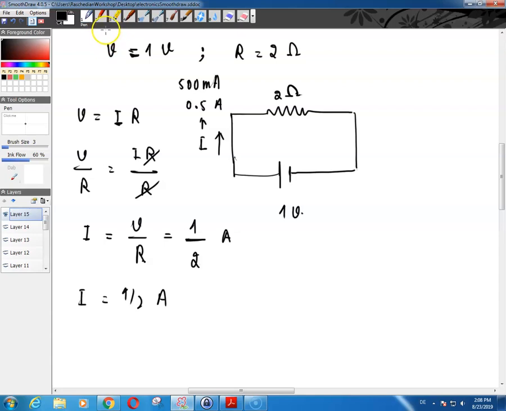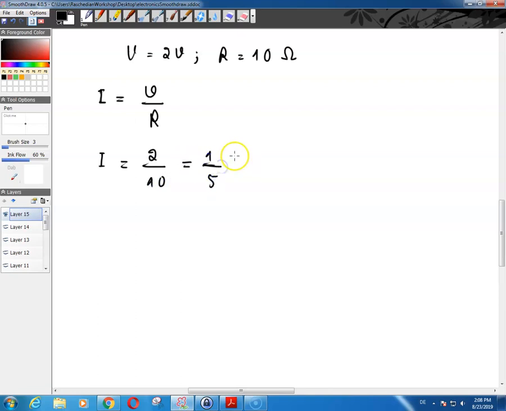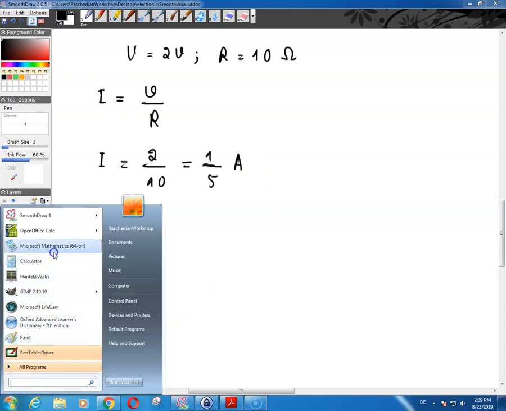Or let's say that you have a voltage of 2 volts applied to a circuit with a resistor of 10 ohms. R is equal to, for example, 10 ohms, and you want to calculate your current. Again, we said that I is equal to V over R. So your I is equal to basically 2 divided by 10, which is equal to 1/5 of an amp, which is, I think, 0.2 amps, which is 200 milliamps.